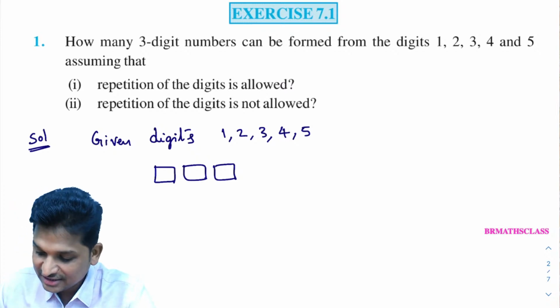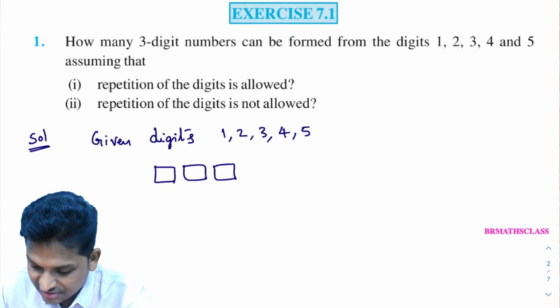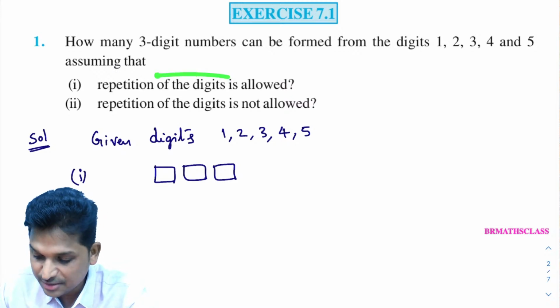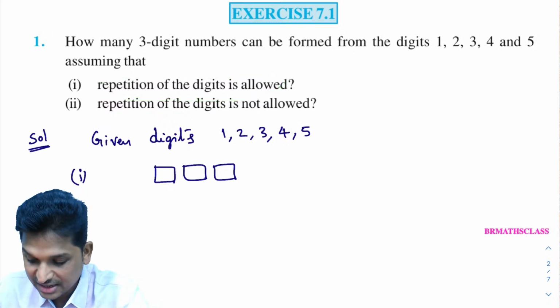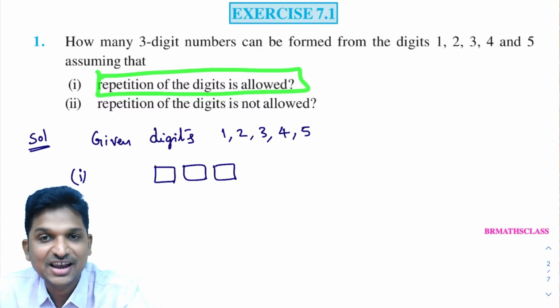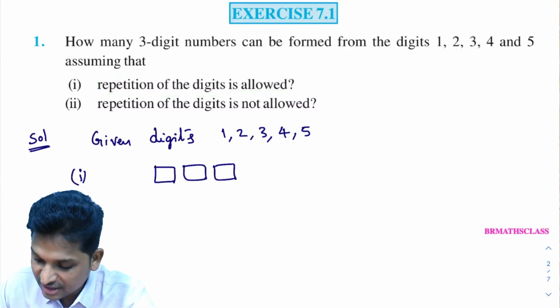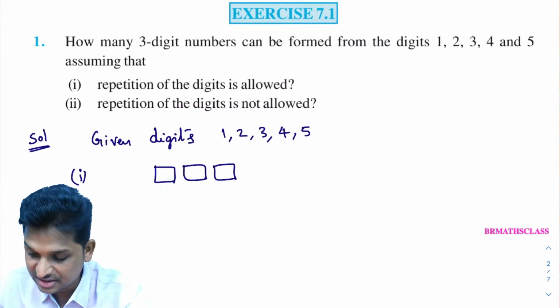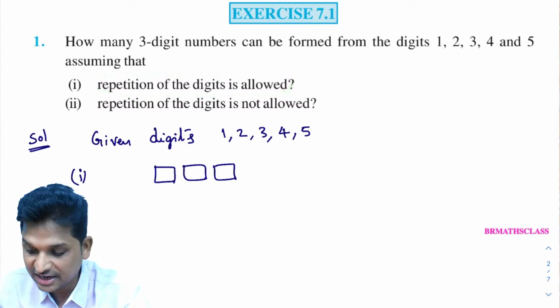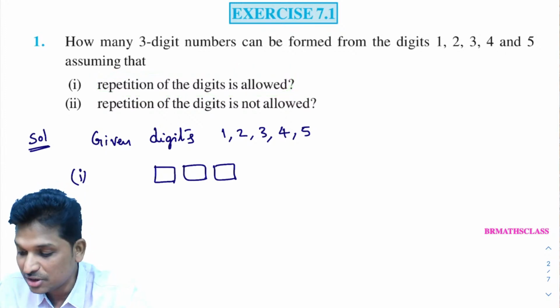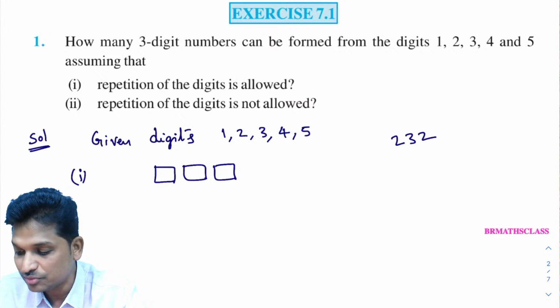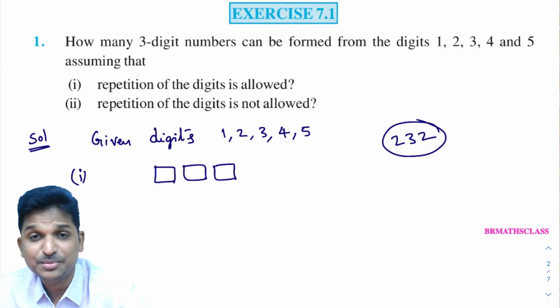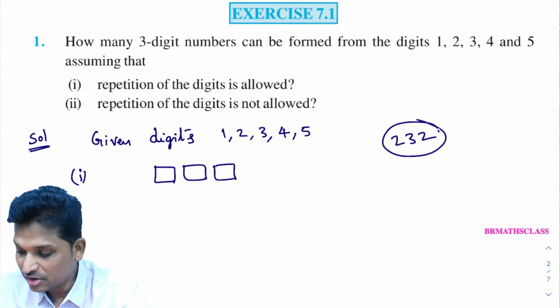So here, first bit, you observe, I am doing this first bit. What is the first bit? Repetition of digits is allowed. So the first box can be filled in how many ways? Repetition of digits is allowed. That means here you are forming a 3-digit number. Suppose you see 232. This is a 3-digit number. In this, repetition is allowed. This also counts, this type of thing.